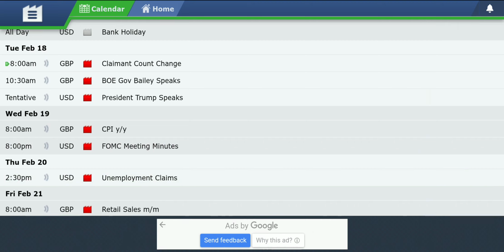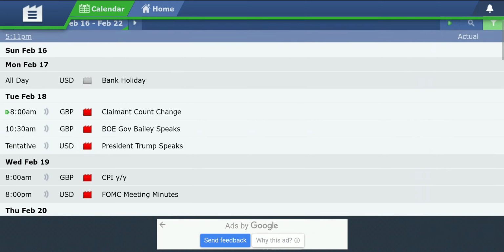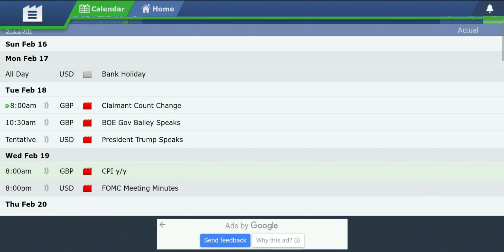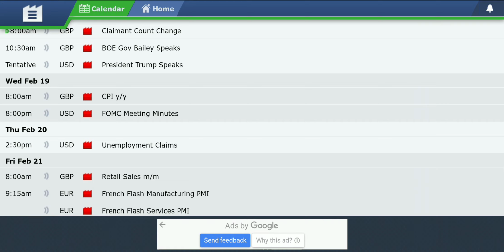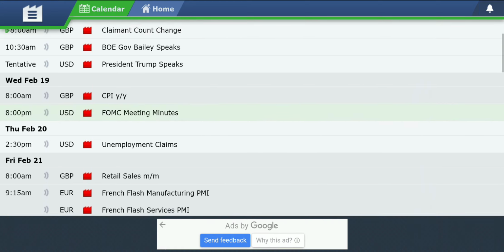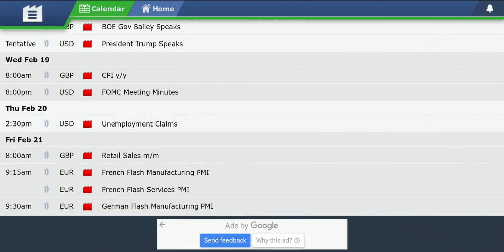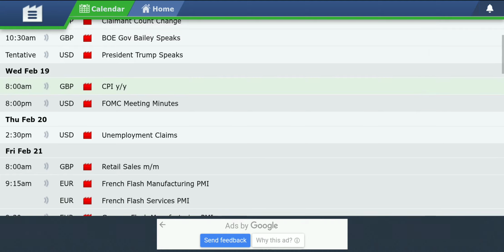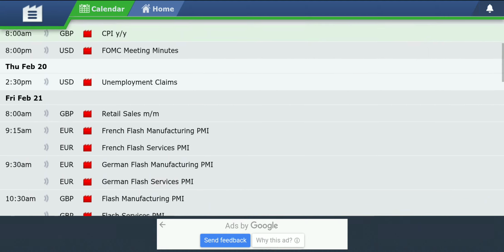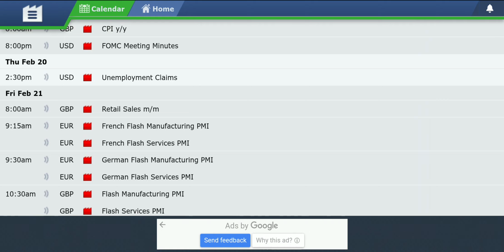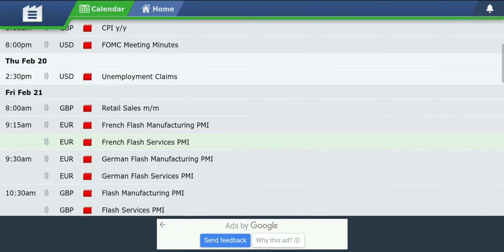We have FOMC on Wednesday at 8 p.m. That means I won't be having any trade on Monday and Tuesday, but on Wednesday I will be trading the London session just using this, right? I don't think this will move a lot. So I'll be taking trades in the London session, and then a trade on Thursday and Friday, right?